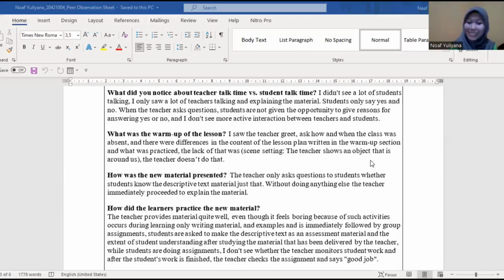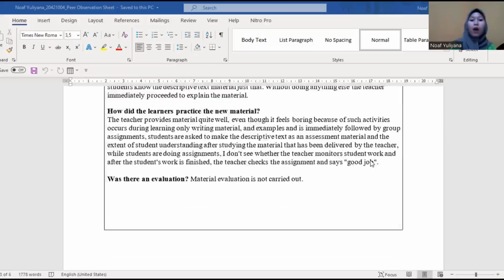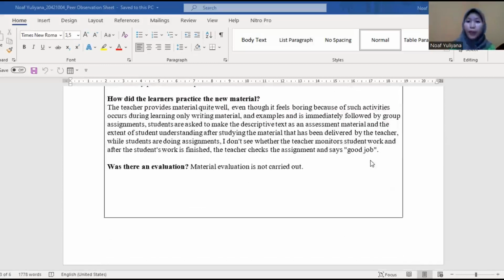Without doing anything else, the teacher immediately proceeded to explain the material. And the next point is, how did the learners practice the new material?